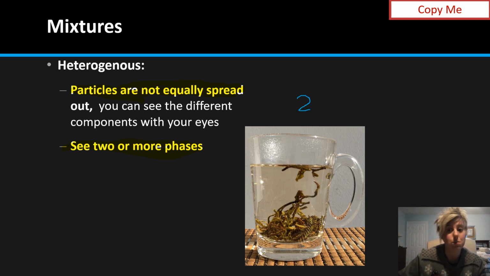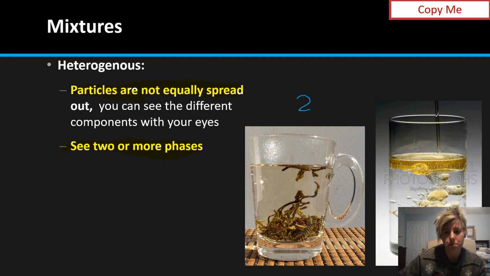I can see my solid phase, which would be my tea leaves, and I can see a liquid phase, which would be water. Now, if I'm looking at my next animation, which the video kind of cuts, but you can still see behind it, how many different phases do I see here? I also see 2. But in this case, my phases are both liquids.